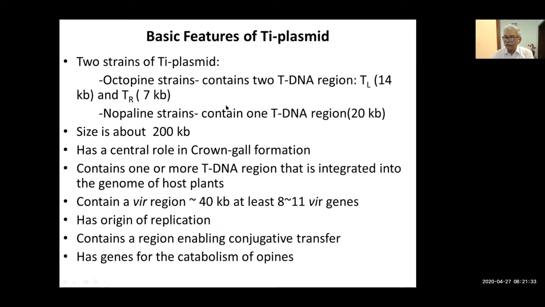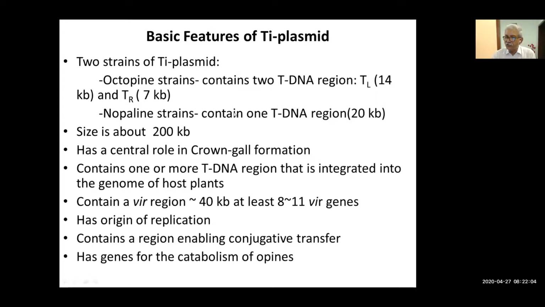One pair, left and right border, is covering a region of 14 kb, and the other left and right border is covering a region of 7 kb. So 2 separate tDNA molecules are produced. One is 14 kb and the other is 7 kb. The nopaline strain, however, produces only one tDNA, which is 20 kb. And you saw it in the previous diagram.